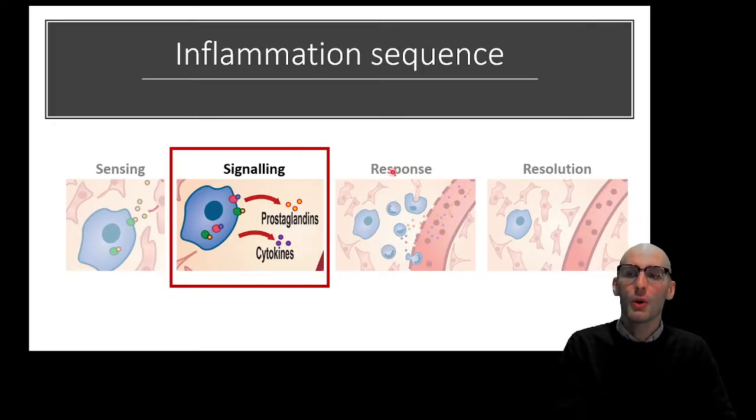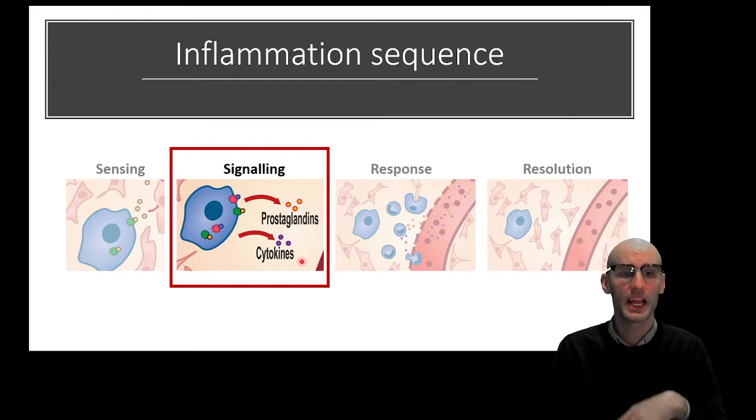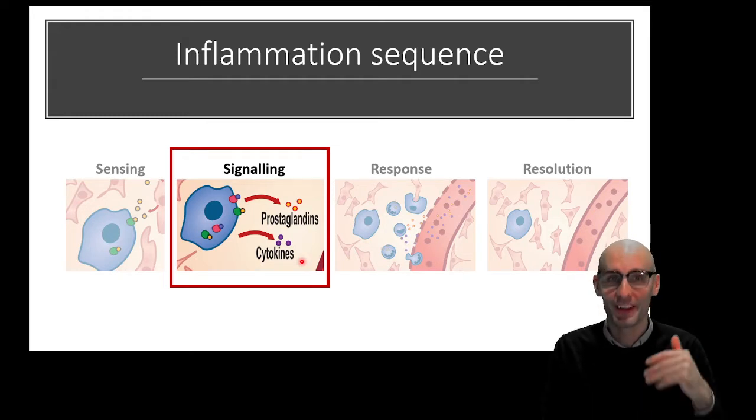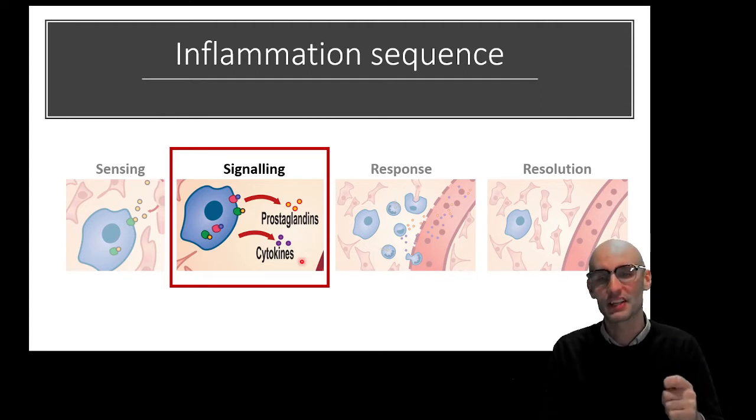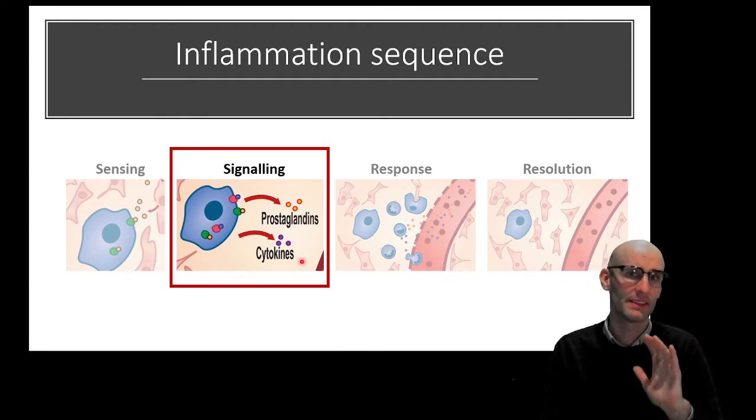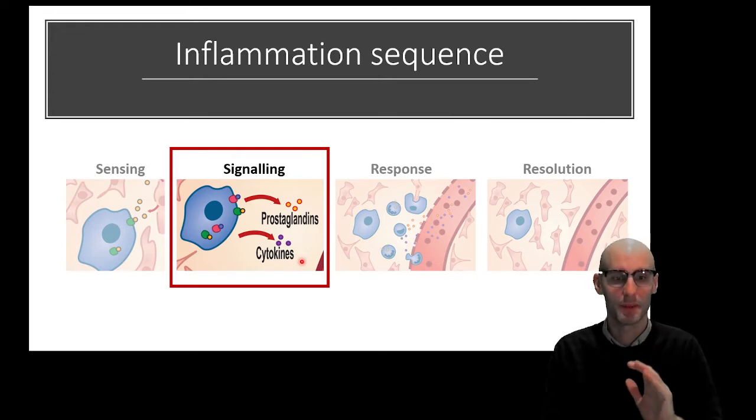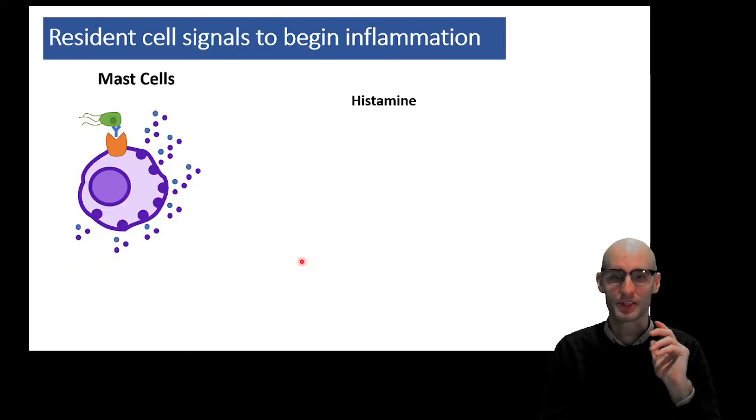So yes, we've done the sensing, and now we're going to move on to the signaling. And you can see these two molecules here, prostaglandins and cytokines. Those are the two major ones I'm going to be covering. Note that there are more. There are loads of different families of signaling molecules that induce inflammation, but these two are the famous ones and massively involved in inflammation. Another one is histamine, which I'll touch on.